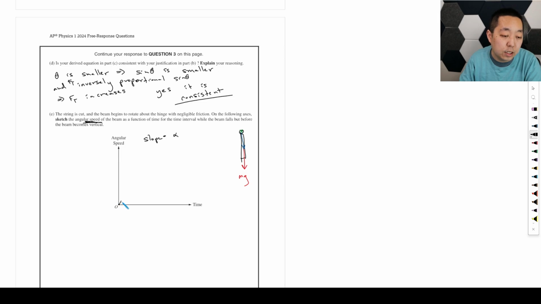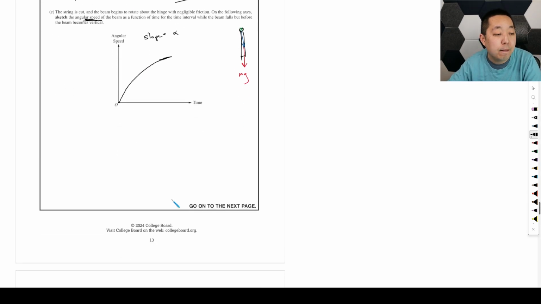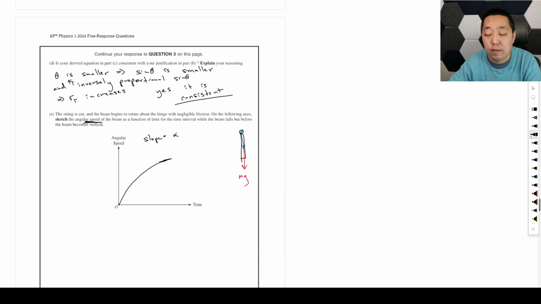So it's going to increase, and then you probably just need to make it concave, and just don't make it go down or negative, and don't make it horizontal because it's before the beam becomes vertical. If you made it slightly horizontal right at that point, it's probably fine, but it should always have some torque, and it should be a decreasing acceleration over time because the torque decreases over time. But the rotational inertia doesn't change. Okay, and so that is FRQ number 3.